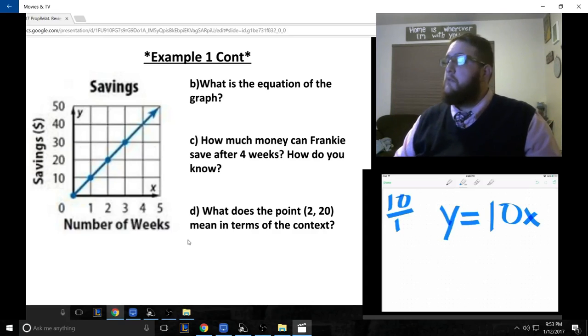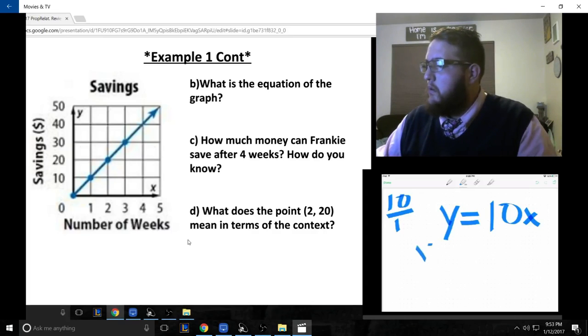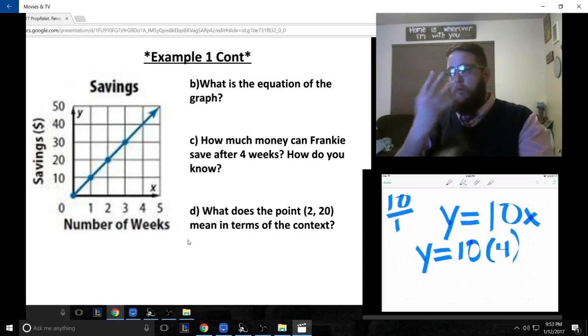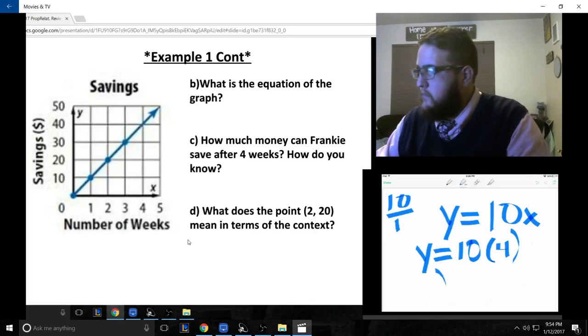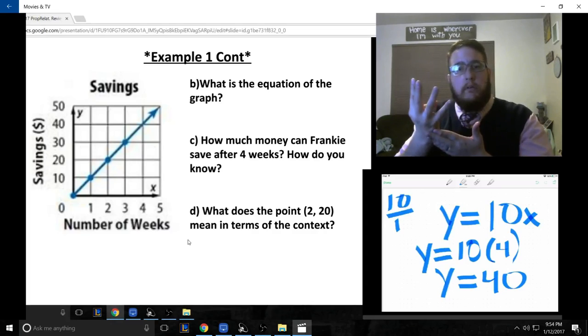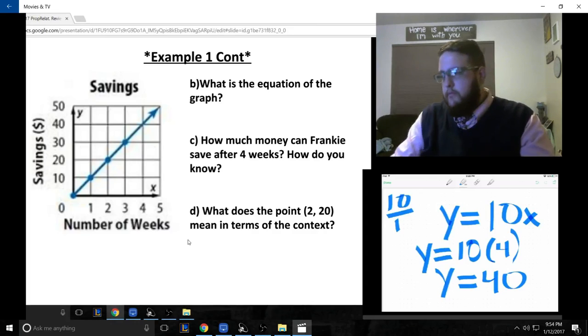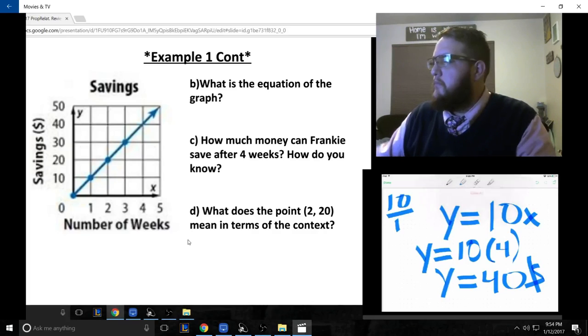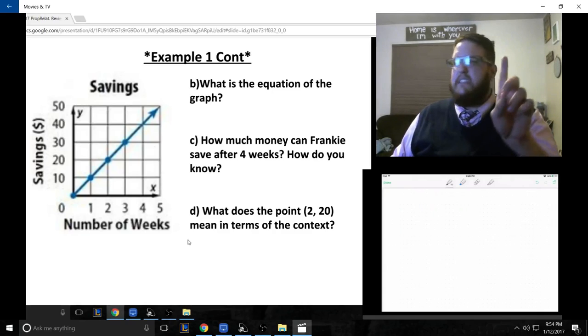The information they give us is 4 weeks. Weeks is the label for the x value. Therefore, 4 must be substituted in for x. So instead of writing x here, we're going to write 4. So now our equation is y equals 10 times 4. 10 times 4 is 40. So y equals 40. And y is the number of dollars saved, as you can tell by our graph and what it's labeled. What this is saying is that over 4 weeks, Frankie will have saved $40.